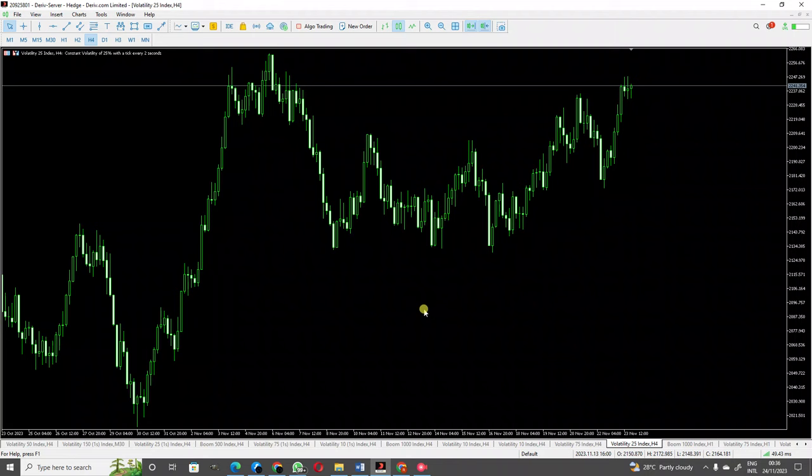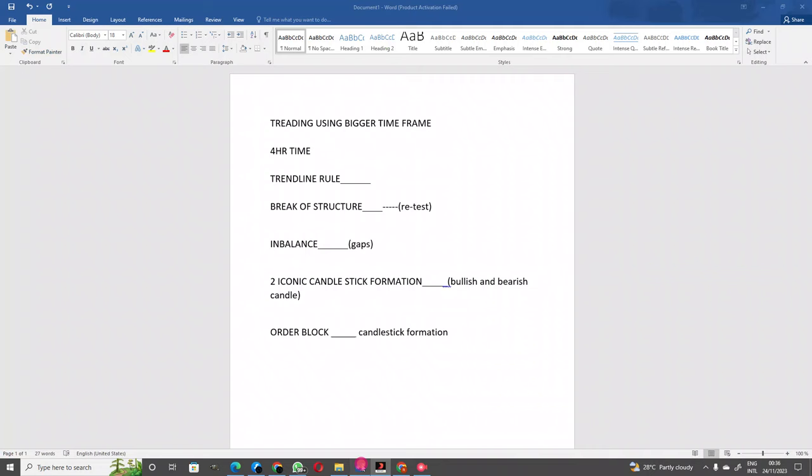So what I basically want us to deal with today is how to analyze the market using a bigger time frame. And this is how I do it myself. That's how I analyze the market under the 4-hour time frame and also execute my trades under the same time frame. So I use the 4-hour time frame to trade all the time. This is what I strictly try to stick to.